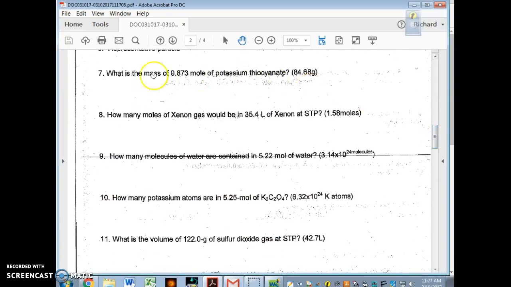Now the biggies, the maths. What's the mass of 0.873 moles of potassium thiocyanate? If we look at our mole map, I don't have a mole map handy, but if we had a mole map handy, we could look at that. What I'm going to do is stop this video. I'll pick these back up, and we'll be able to look at a mole map as we do that. So check out the next video and let me know how you like it.